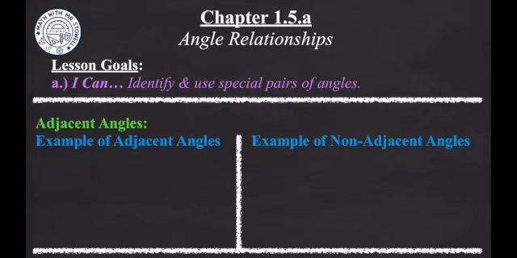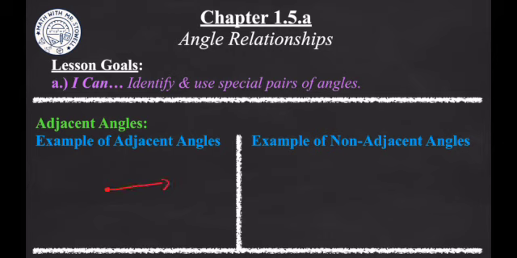Adjacent angles are two angles that lie in the same plane and have a common vertex and a common side, but no common interior points. So for example, here's something that's adjacent.